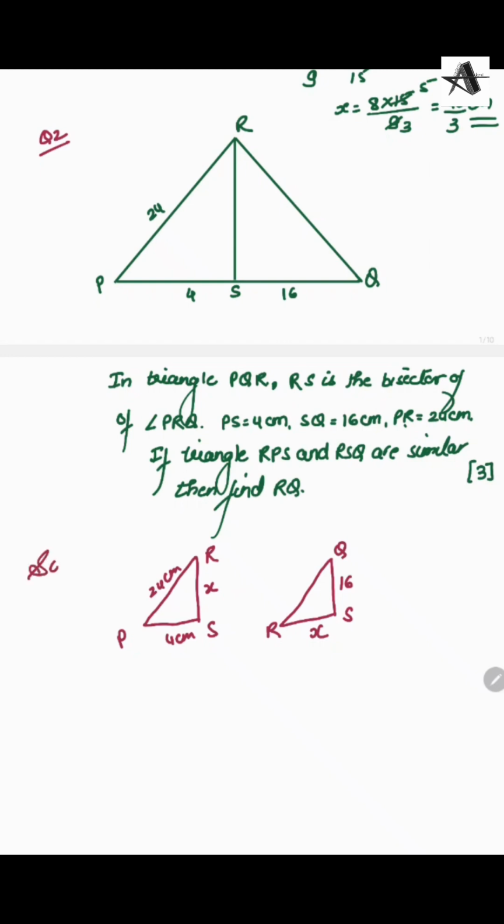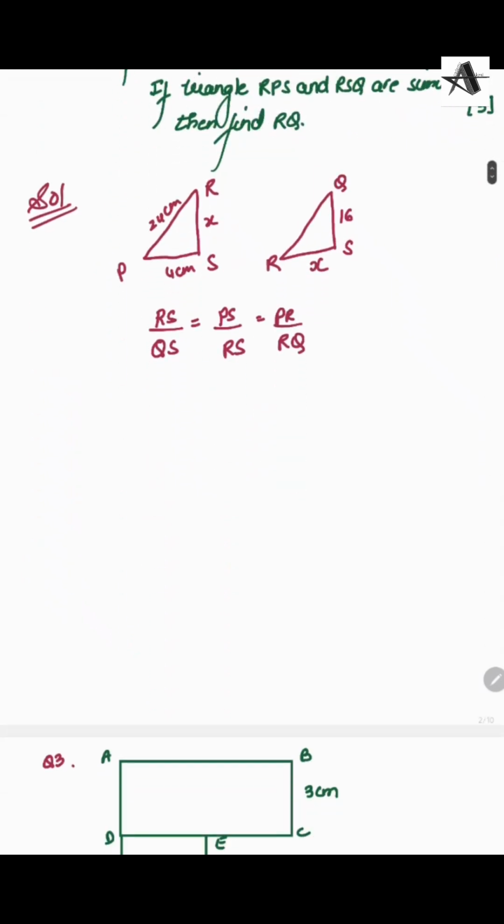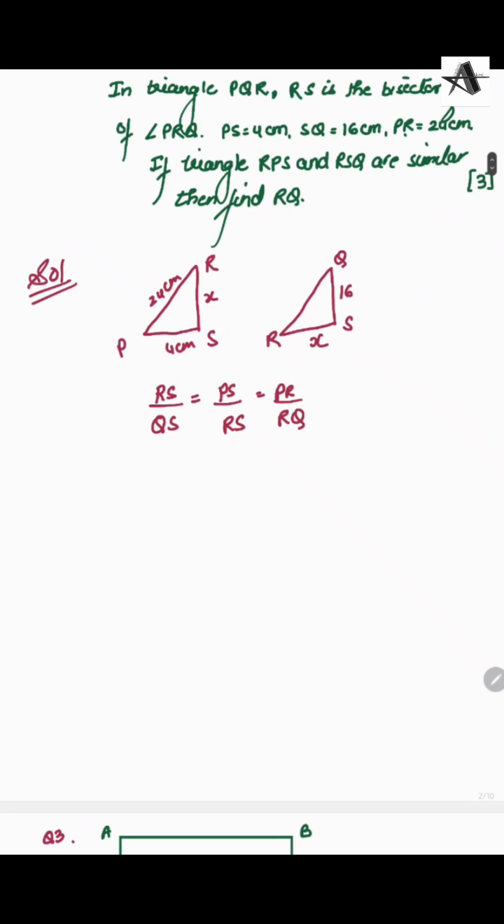Since they are similar triangles, the ratio of RS over the corresponding side QS is equal to PS over the corresponding side RS is equal to PR over the corresponding side RQ. Value of RS is X, we have assumed. QS is 16. PS is 4. RS is X. PR is 24 and RQ we have to calculate.